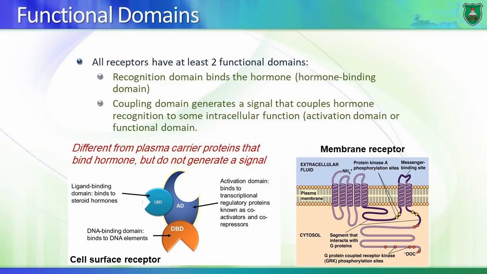The other domain is the coupling domain, or the activation domain. This is the domain that transmits the signal or does the work. This is the other hand of the receptor. For the cell surface receptors, it is intracellular, so it can interact with regulatory proteins that can then transmit a signal. For the intracellular receptor, the activation or coupling domain is the domain that interacts with other molecules once the receptor is activated or bound to the hormone.